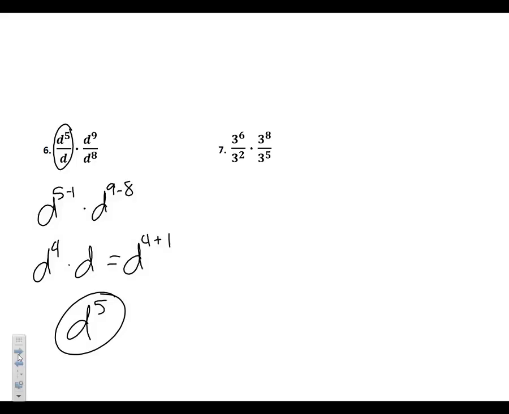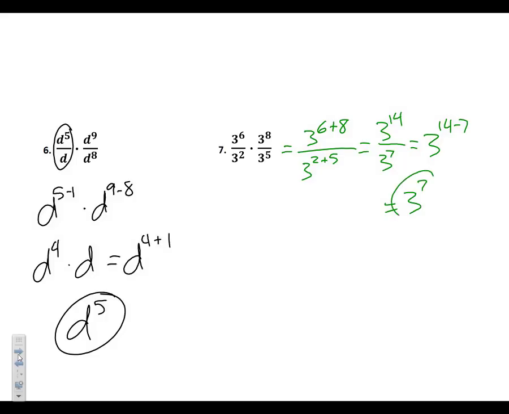I'm going to switch some colors here because I like being colorful. So I'm going to do it the other way this time, and I'm going to rewrite this as 3 to the 6 plus 8 over 3 to the 2 plus 5, because I'm actually doing the multiplication of the powers first, so I'm adding the exponents. This would be 3 to the 14th over 3 to the 7th. And then when I do the division, that's 14 minus 7, which gives us 3 to the 7th.